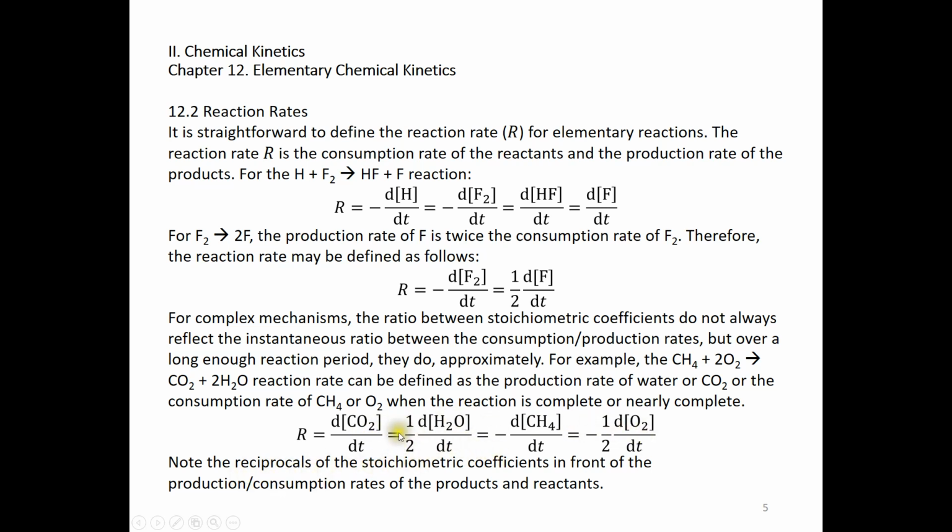Again, for example, if 1 mole of CO2 is produced, then at the same time 2 moles of water are produced. Therefore, we need to divide the production rate of water by 2 so that this equal sign holds.